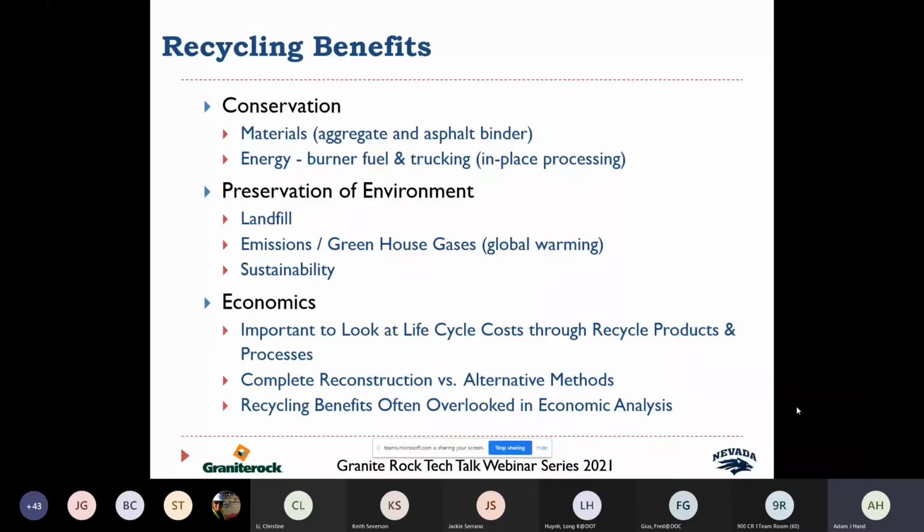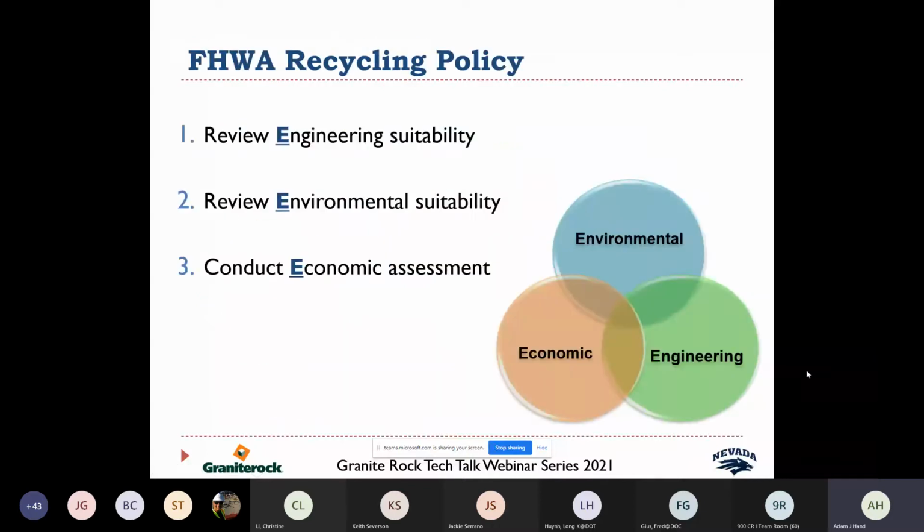And then also when it comes to economics, if we look at complete reconstruction versus other alternatives, for example, if you're in California, build a long life pavement and just go in and resurface, take an inch and a half or two off the top every 10 or 15 years and replace it, versus complete reconstruction, and recycling is part of that process, then again, the economics can make sense. So it's just important that we don't overlook the benefits of recycling when we are considering economics.